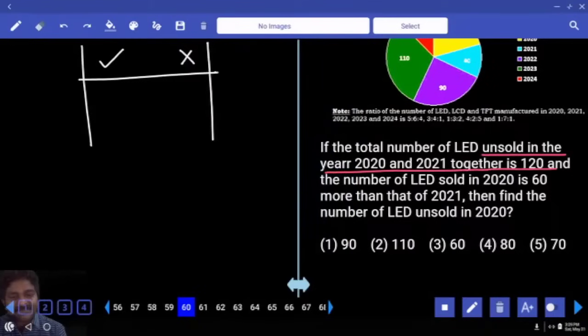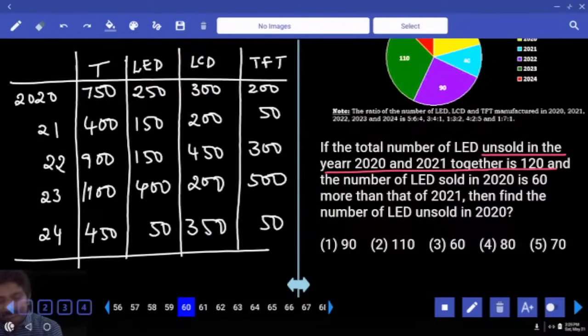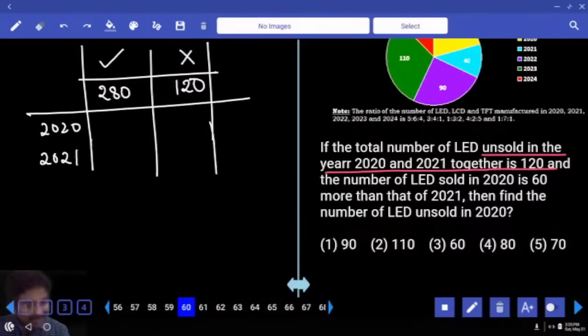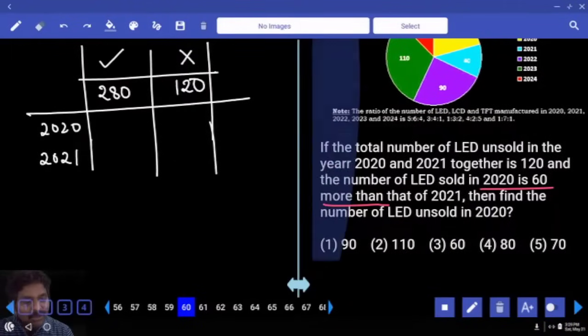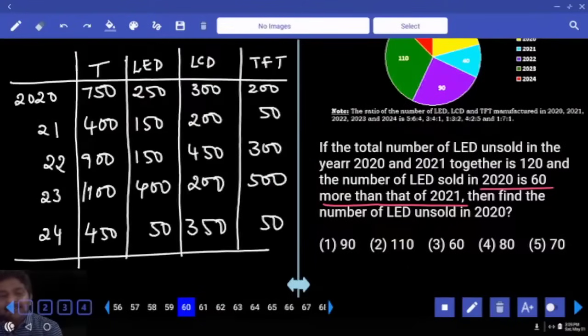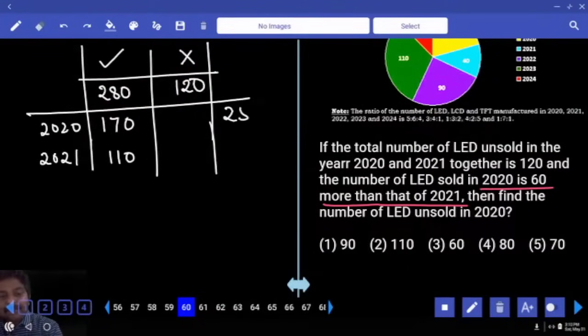Unsold in both years together is 120 out of 400. Then sold are 280. This 280 will be in 2020 and 2021 both together, correct? Right. So now, the other condition says in 2020, 60 more are sold than in 2021. How many more sold? I told you already. Hide 60 first. Subtract 60. Equally distribute. 110. In 2020, you should have 60 more. Now add 60. 170. Find the number of LED unsold in the year 2020. In 2020, total how many are there? Out of 250, sold are 170, then unsold are 80. Followed?